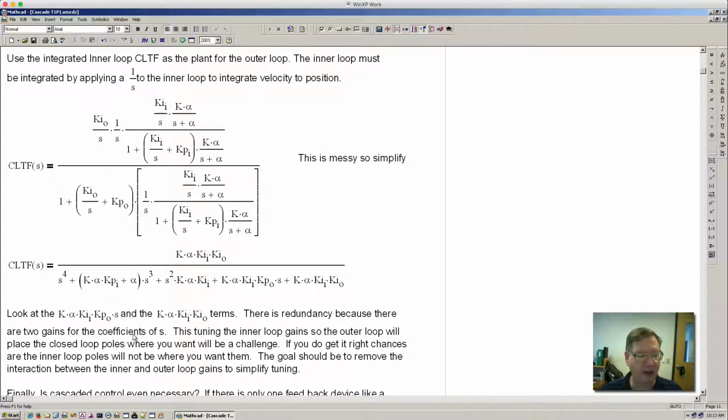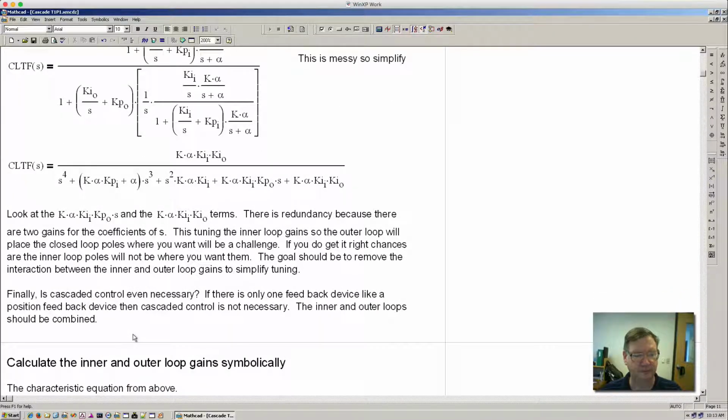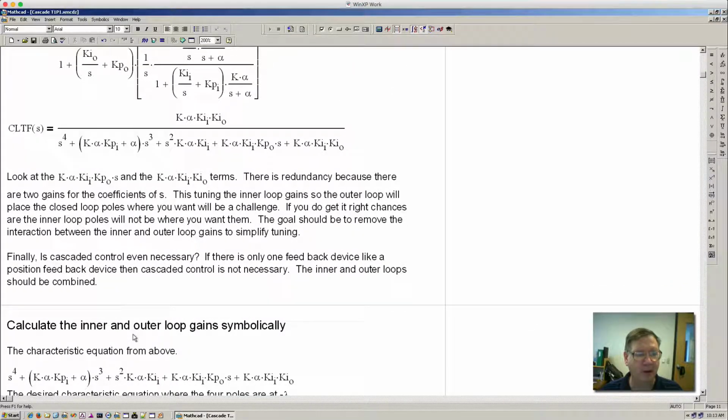Now we can also see the simplified closed loop transfer function, and this is the characteristic equation here. And what I want you to notice is that there's an overlap of terms. You can see that the integrator for the inner loop and outer loop affect this term here, and then you've got the inner loop integrator and the proportional for the outer loop, and that makes sense.